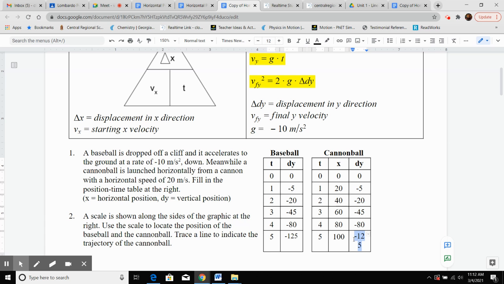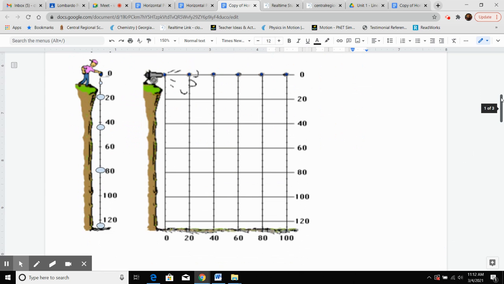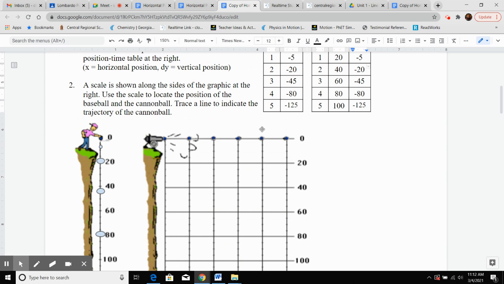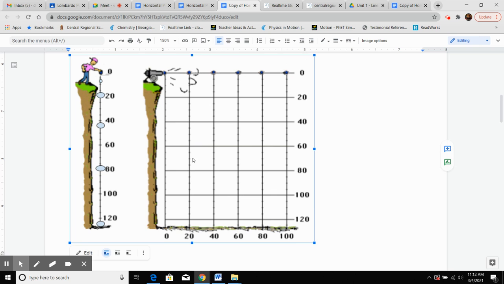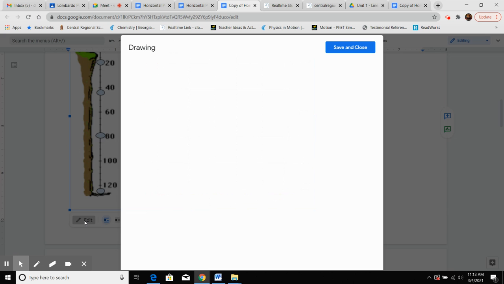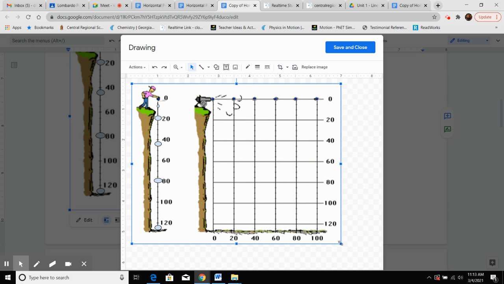Again, we want to make sure on this doc that this thing stays put. So our picture stays on this page. Okay, so with all that being said, to get onto this picture, it wants us to scale here and make a line to indicate the trajectory of the cannonball or baseball. What you would do, guys, is click on the picture, and then this little edit button should show up, and you click on the edit button. Hopefully everyone did that and is doing it currently and not on their phones.